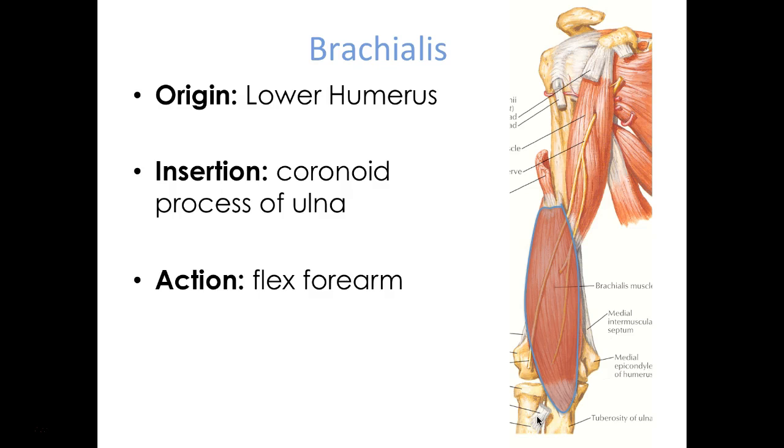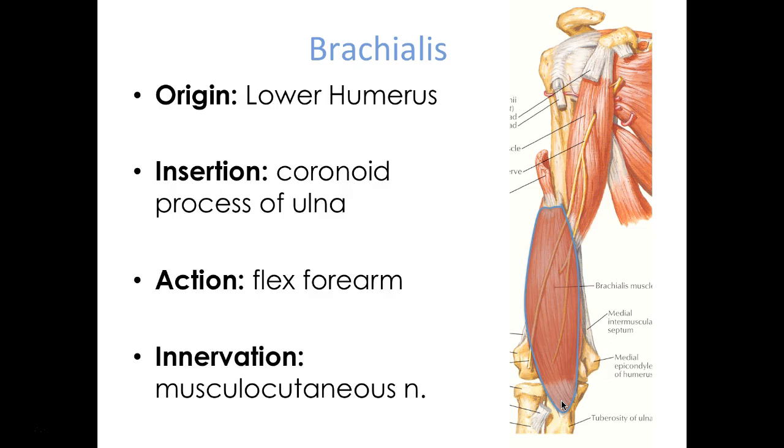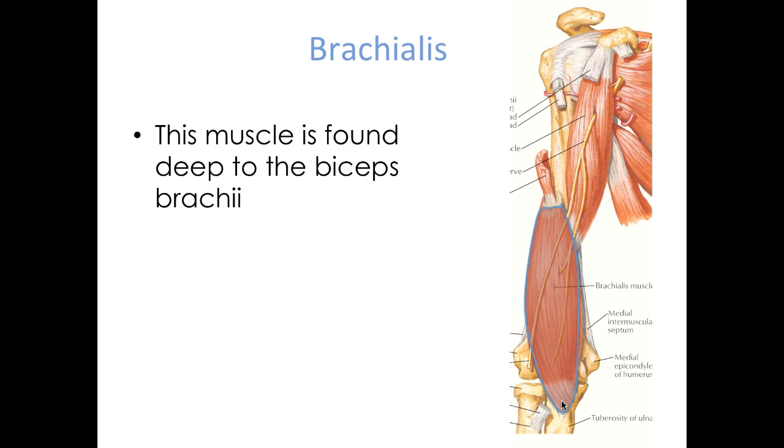The action of this is going to be flex the forearm, and this is because this muscle is crossing your elbow joint. Whatever joint you're crossing, that's the joint it's working on. So like when we look up here at coracobrachialis, it's crossing the shoulder joint and inserting onto the arm. So that's where its action is. It's going to flex the arm at the shoulder. Whereas brachialis, it's going to flex the forearm at the elbow. And innervation is musculocutaneous nerve.